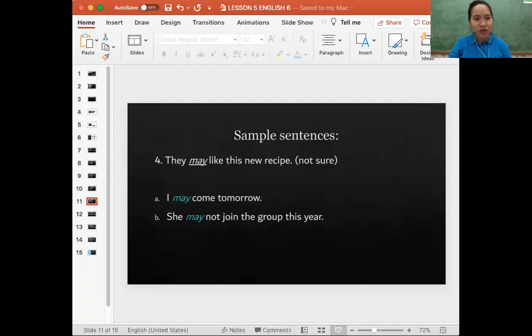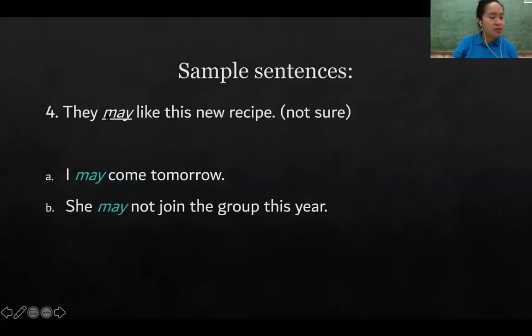Let's continue. So, we are now on number 4. So, our next modal is may. Okay. So, they may like this new recipe. May ganit meaning you are not sure. Okay? Lahi po tong may nga you're asking permission. Since we have a lot of modals and I'm just presenting you few of them. Okay? So the may in this sentence, ano siya stand as a modal which means you are not sure. They may like this new recipe. Pwede nga ganahan sila or pwede po nga dili. Okay? So not sure. So you can use may if you are stating something and you are not sure.